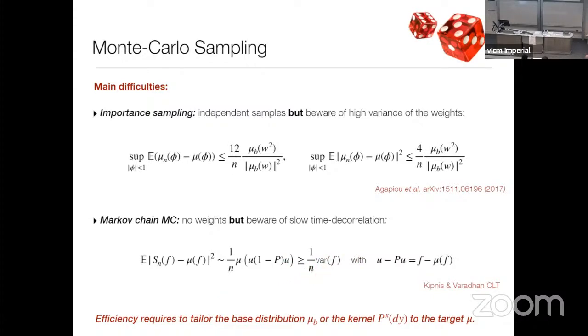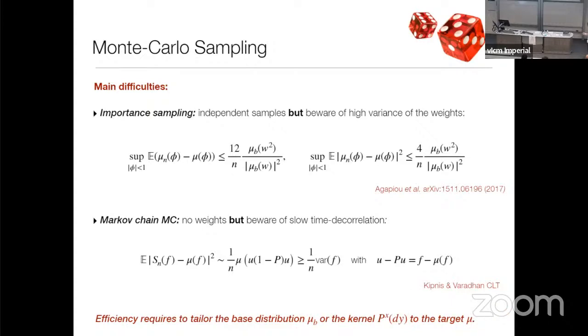As a result, when you use these methods, you typically need to tailor the application to a specific problem, because otherwise they are not efficient. The aim being, of course, that if either the base or this kernel were the target itself, that would be the ideal case, but you cannot achieve that.